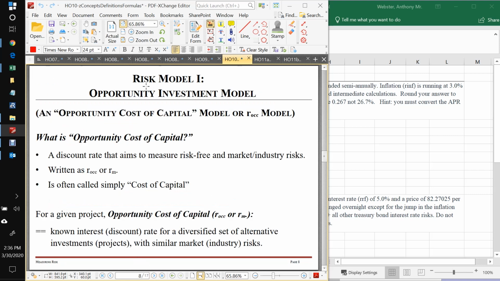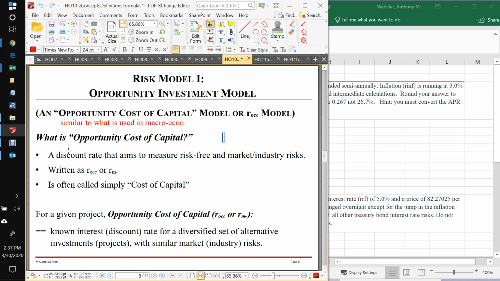So then we looked at two risk models. The first one was the opportunity investment model, which we'll be using for the rest of the term. So it's kind of important. It's an opportunity cost of capital model, exactly like you might have learned about in macroeconomics. Very similar to what you may have seen. I know it's not a requirement for this class, but those of you who have seen it, you've maybe seen this in your macroecon class.